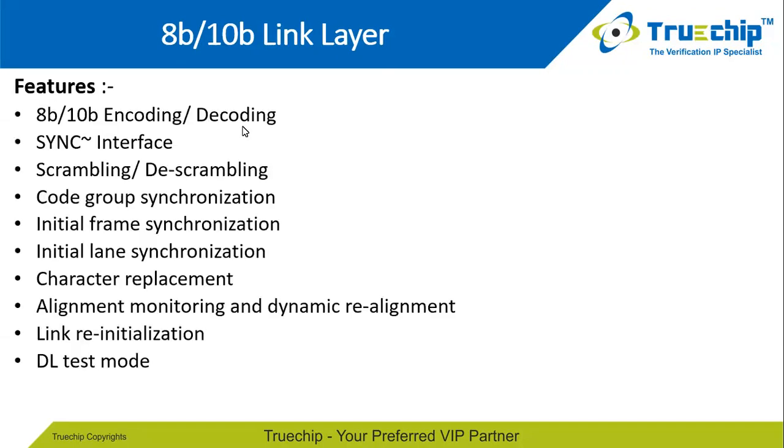Now we will start with the 8-bit NV link layer. These are some of the features of the 8-bit NV link layer. Note that except scrambling and de-scrambling, the remaining features are not a part of the other two link layers. Now I'm going to discuss each one of them in detail.